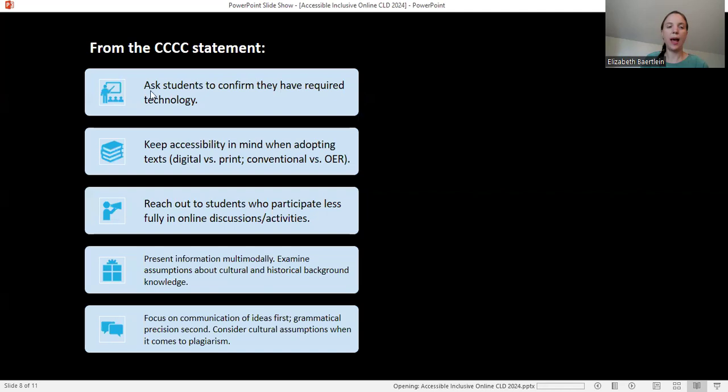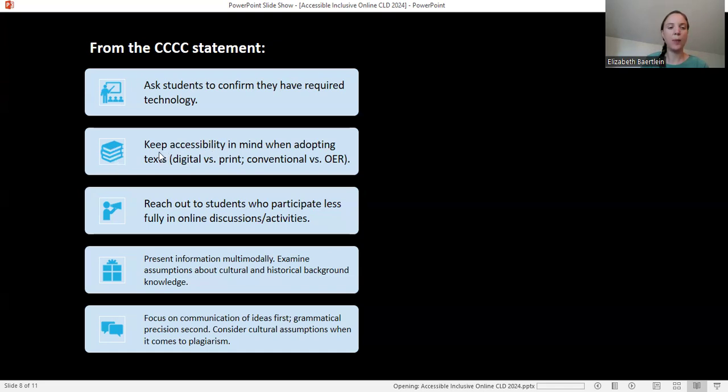It seems obvious, but ask students to confirm they have required technology. Some colleges do this when students register for an online course. They ask them, before registering, to confirm that they have a computer at home and have internet of a certain bandwidth, this kind of thing. But if your college does not do that, this is something that you as an instructor can do upfront, whether you're teaching online or in person, but you're going to expect them to do a lot of work on the computer, on using internet outside of class time, just figuring out maybe with a short survey on the first day of class what kind of technology they have access to.